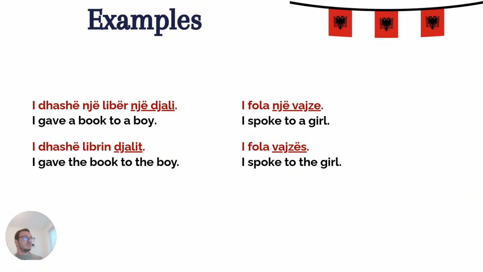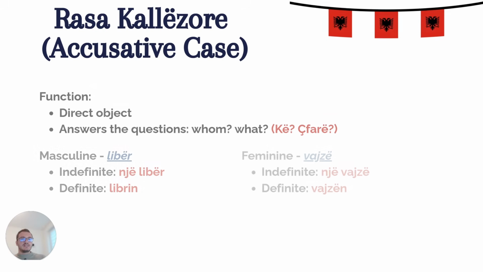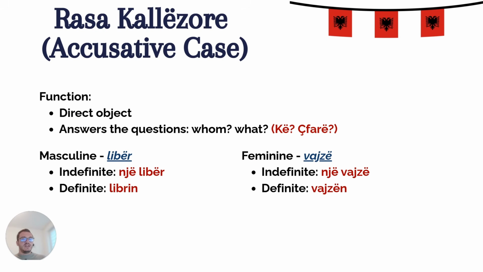I spoke to a girl. I fola një vajze. I fola vajzës. I spoke to the girl. Next case, we have the accusative case, rasa kallëzore.